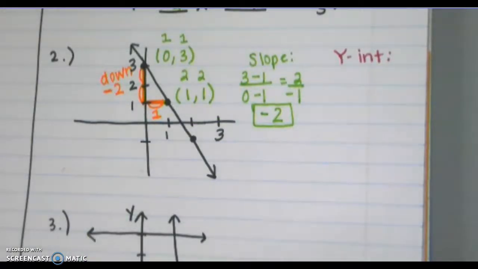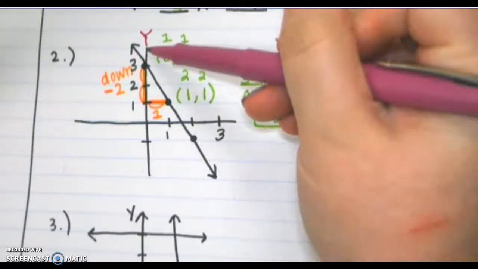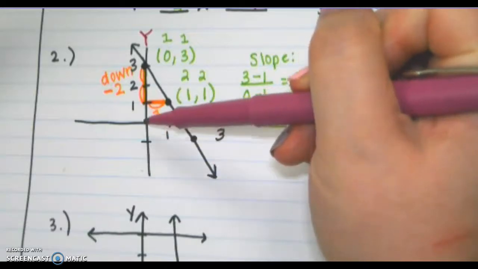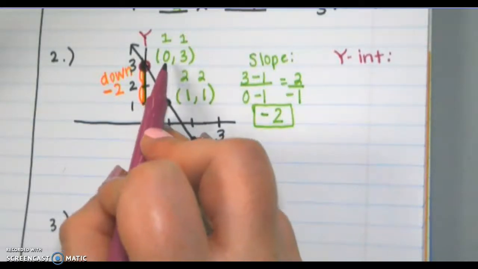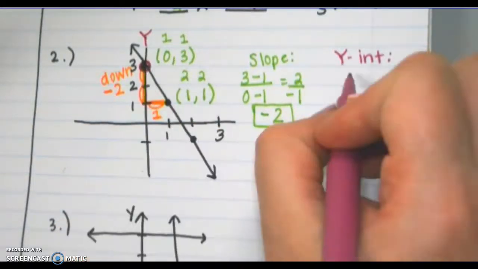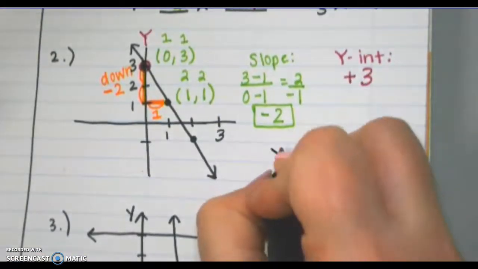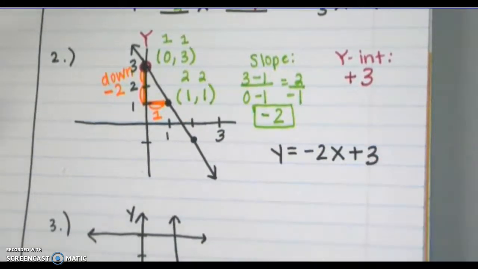All right, the y-intercept is where the line crosses the y-axis. So you need to scroll up and down the y-axis and figure out where your line has a point that's on the y-axis, and that's this point right here. And again, remember the clue that the first number is 0. So the y-intercept of my graph is a positive 3. So the equation of my line is y equals negative 2x plus 3. The slope and then x, and then my y-intercept was positive, so this time it is plus 3.